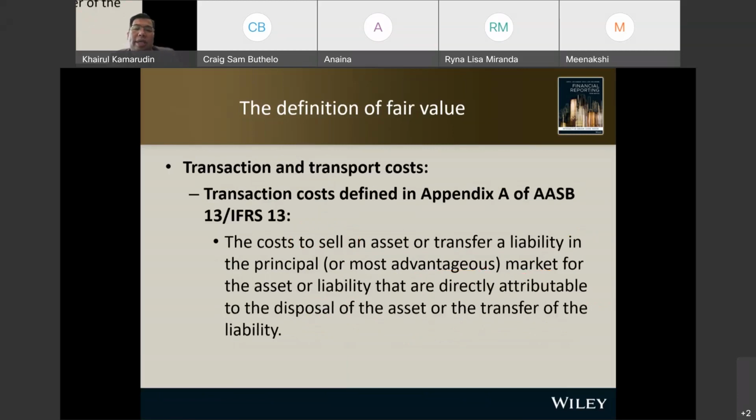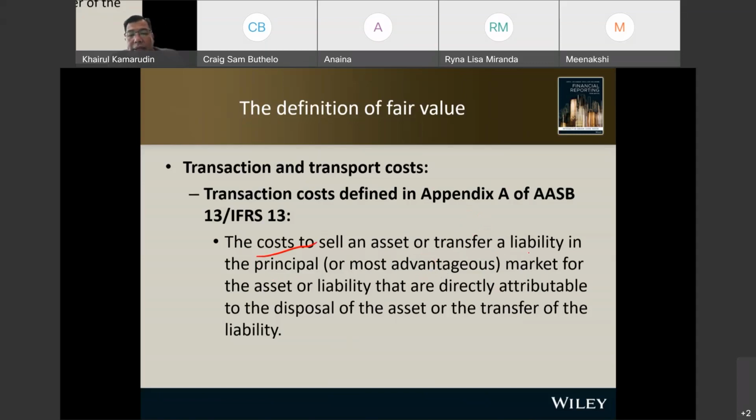So how about the transaction or transportation costs? For example, if you have an asset, you need to pay for the agent, you need to pay certain amounts to the company that advertises the asset. If you sell your asset through a broker, I think they charge you a certain amount of money too. So that will be considered as transaction costs. Or if you need to deliver that asset to your customer, that falls under transportation cost. So this is the cost to sell the assets.